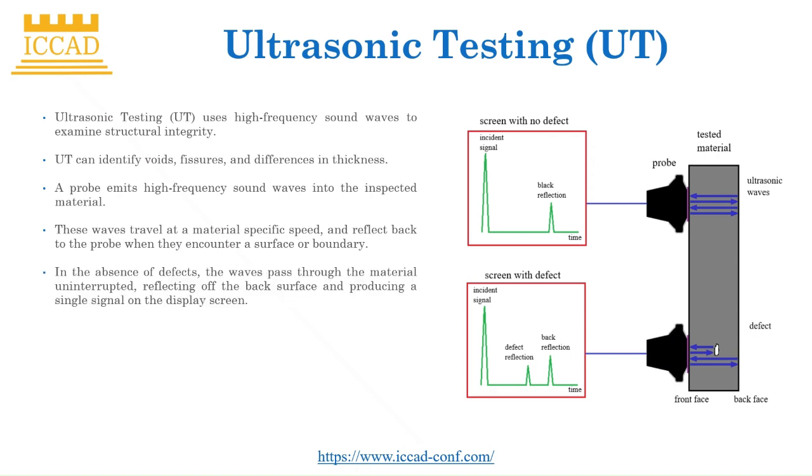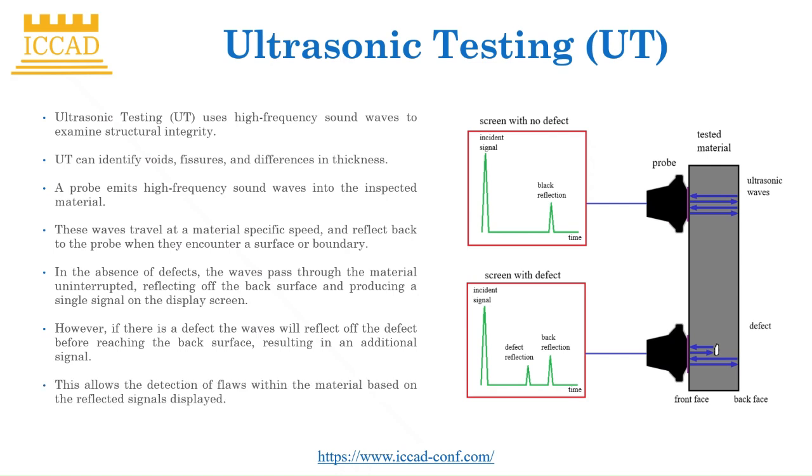In the absence of defects, the waves pass through the material uninterrupted, reflecting off the back surface and producing a single signal on the display screen. However, if there is a defect, the waves will reflect off the defect before reaching the back surface, resulting in an additional signal. This allows the detection of flaws within the material based on the reflected signals displayed.